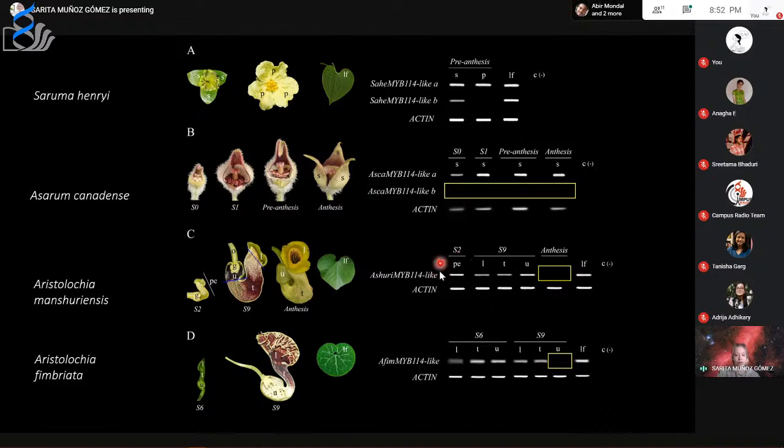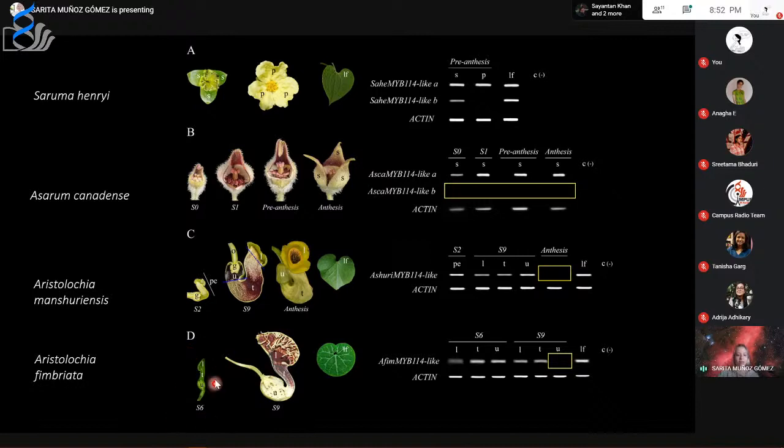So for the first one, which is S2, the whole perianth is green and we were able to find expression there. The second developmental stage was S9 and we evaluated the green limb, the reddish tube, and the very dark purple utricle. And as you can see here, there was expression in the three parts of the perianth. But for species where the limb is completely yellow and truly yellow, there was no expression of the gene. Leaves had expression too.